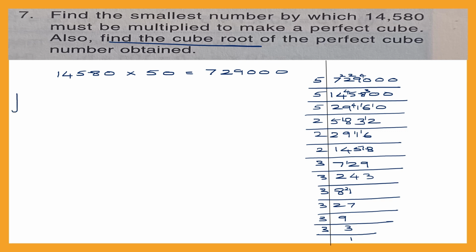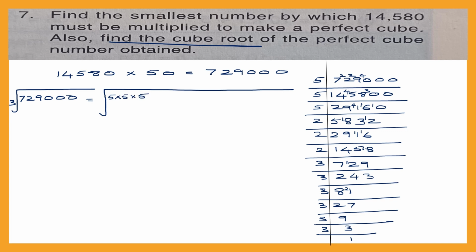So let's find the cube root of 7,29,000. So let's write down all these numbers here. Let's count the fives. We have 1, 2, 3 fives. So let's write that down. So 1, 2 and 3 fives. Then how many twos do we have? We have 1, 2, 3 twos. So into 2 into 2 into 2. Then how many threes do we have? 1, 2, 3, 4, 5, 6. So let's write that into 1, 2, 3, 4, 5, 6.